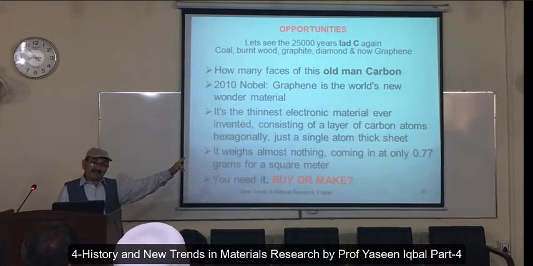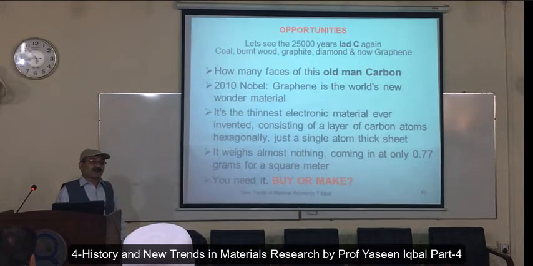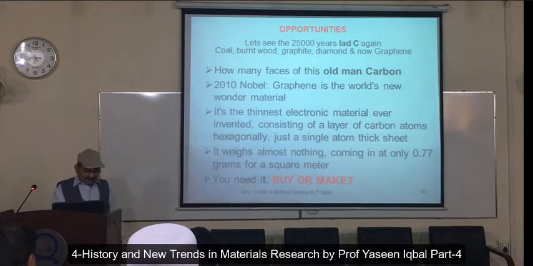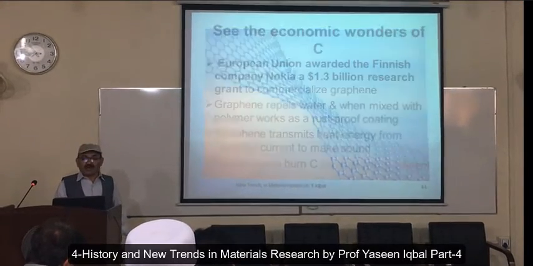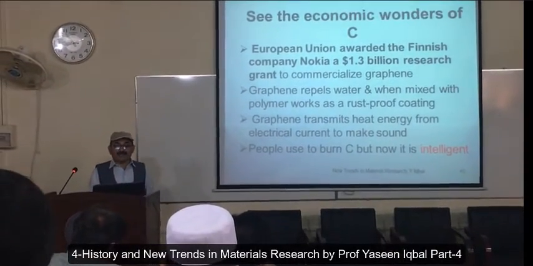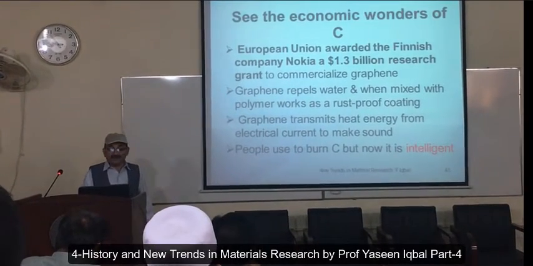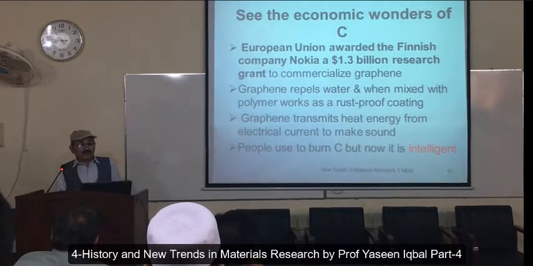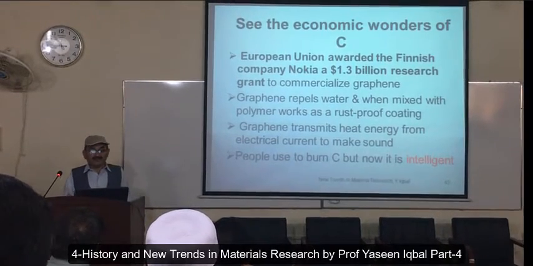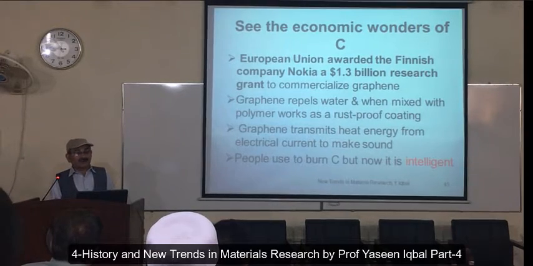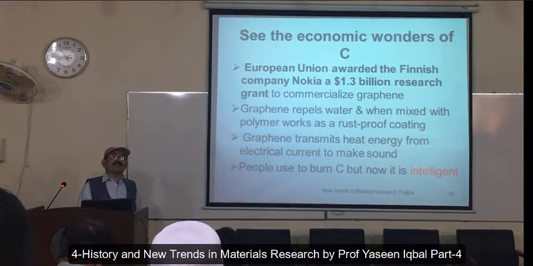This old carbon. But the 2010 Nobel Prize was given on graphene. What does this mean? I will show you that graphene is the world changer. Why? European Union awarded the Finnish company Nokia 1.3 billion to commercialize graphene. Graphene refills water when mixed with polymer, works as a rust-proof coating. Graphene transmits heat energy from electrical current to make sound. People used to burn carbon, but now it is one of the most intelligent materials on earth.